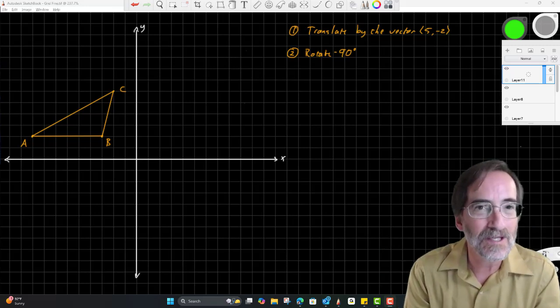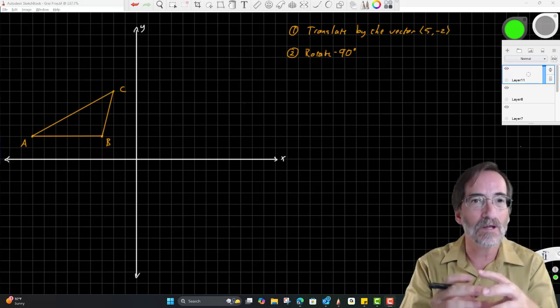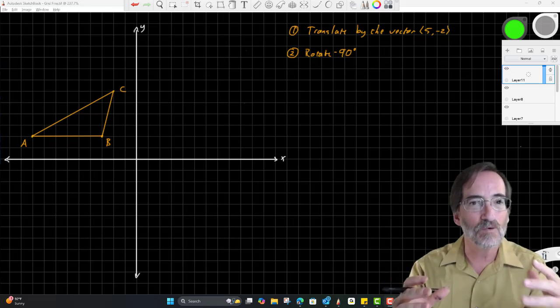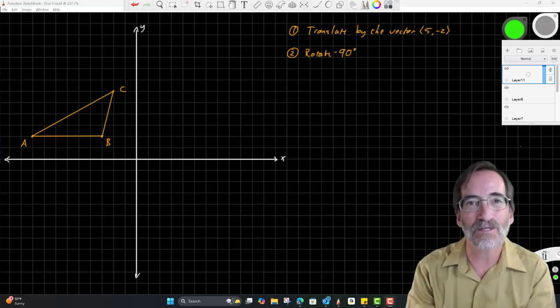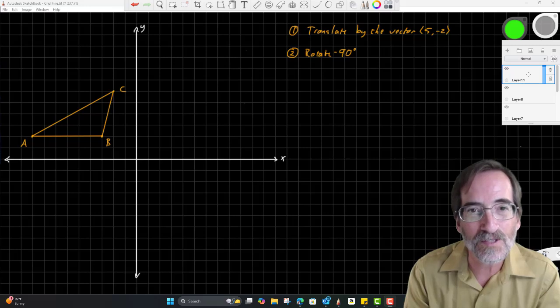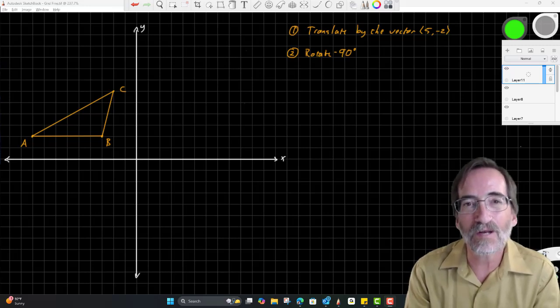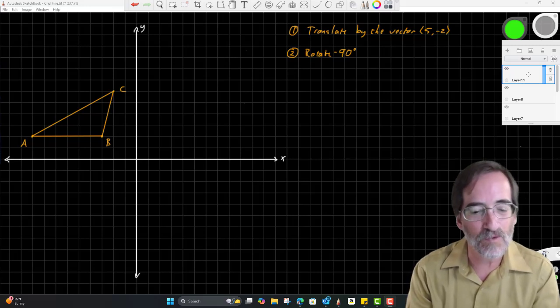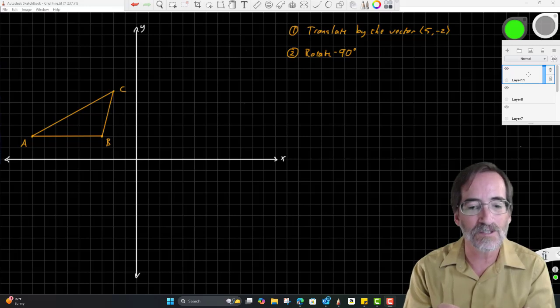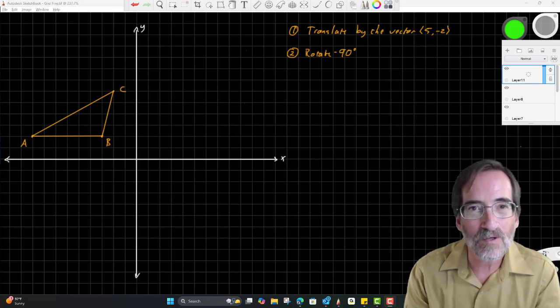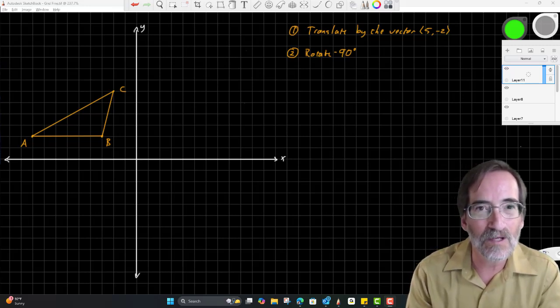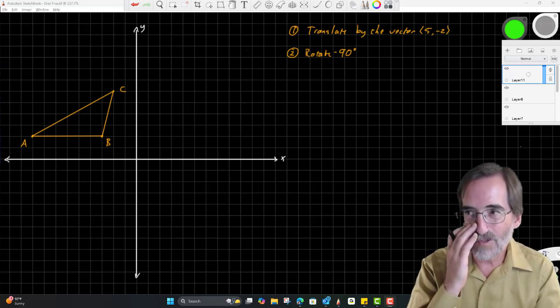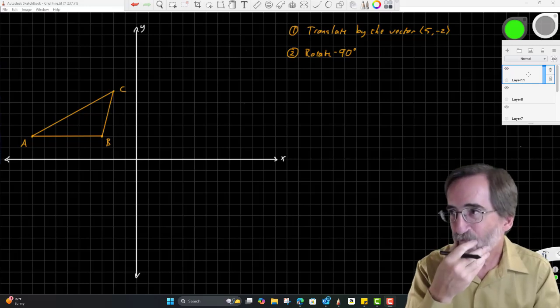Just know this: if a dilation has occurred, then the image will be a different size than the pre-image, and congruence is not preserved. And much is made of proving that things are congruent by showing that you can apply rigid transformations, which are translations, reflections, and rotations, to make an exact copy of the image over the pre-image, or the object.